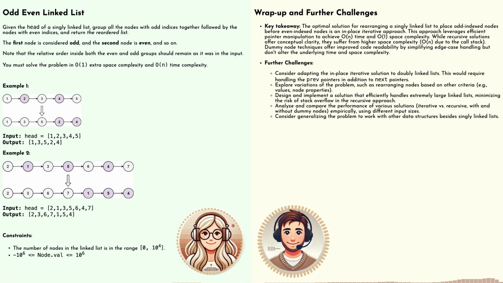And then we had the dummy node approach, which felt a bit more structured. It's like we built 2 separate conga lines and then merged them at the end. That approach often leads to code that's easier to follow, especially for those who are newer to linked list manipulations. Sometimes a bit of extra setup can actually simplify the overall logic.